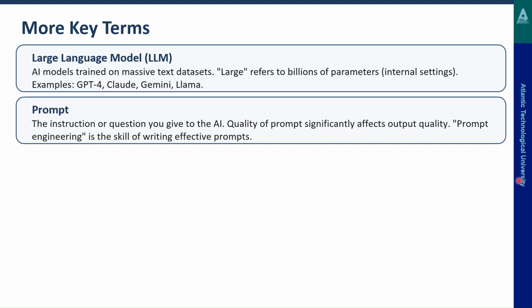Prompt, you've probably heard me using already. This is the instruction that you're going to give to the generative AI tool, and the quality of your prompt will significantly affect the output quality. So there's this new term, prompt engineering, and this is really the best way, or the skill, of writing effective prompts to get the output that you want.